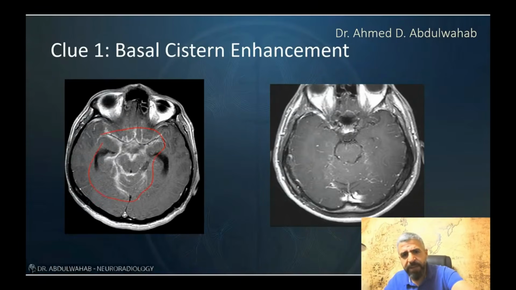See here, they should be like that. This is the normal, dark and empty. Now they are full of bright enhancement. We call this basal meningitis, which classic opportunistic infections love to fill the basal cisterns with thick inflammation. Let's go to clue number 2. See all the clues, then diagnose.